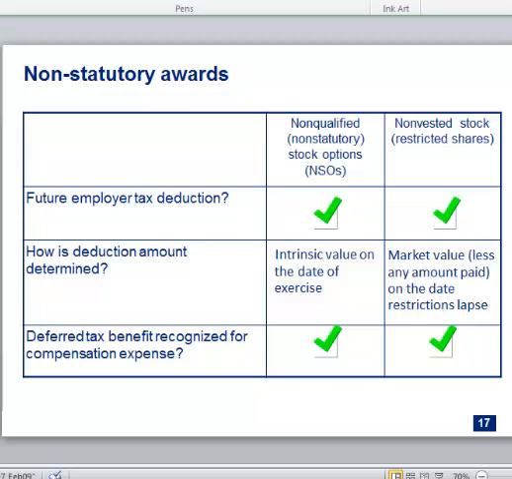Okay, so non-statutory awards. On the left side is options. The right side is stock. Do we get a future employer deduction? Yes. How is the deduction determined? For options, it's the built-in gain on exercise. For awards, it's the value, less the amount paid, but usually the amount paid is nothing. It's the value when the restrictions lapse. Do we recognize the DTA for the book expense? In both cases, yes. Okay.